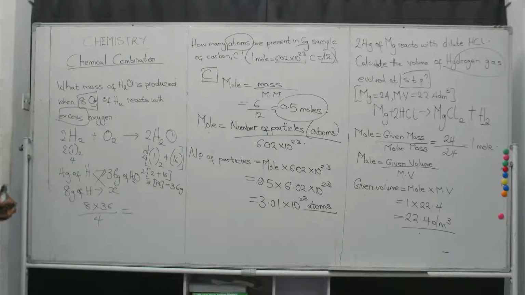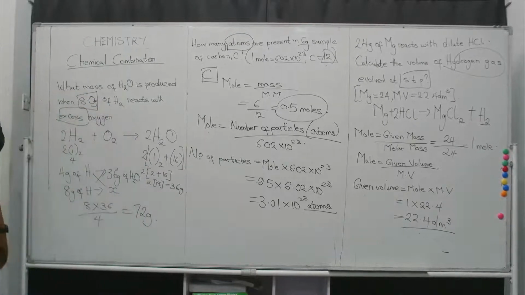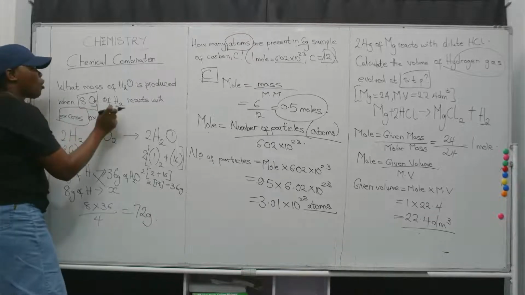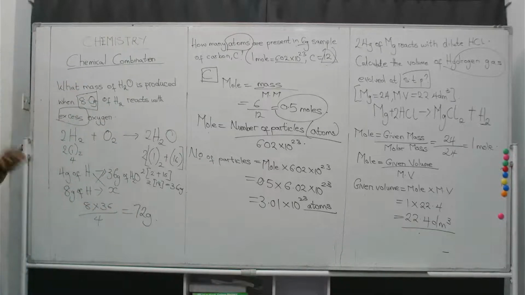And let's work with that. 8 multiplied by 36 divided by 4, and that will give 72. And so 8 grams of hydrogen would produce 72 grams of water.